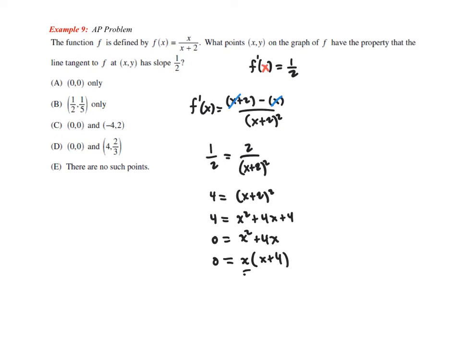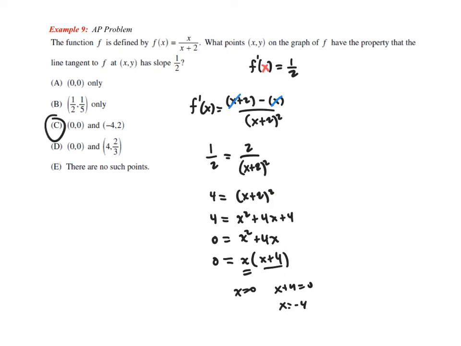And it looks like in order for this to be 0, either x equals 0 or x plus 4 equals 0. Therefore, x equals 0 or x equals negative 4. Okay, it doesn't look like I have to do a whole lot of work here. My only option is going to be C.